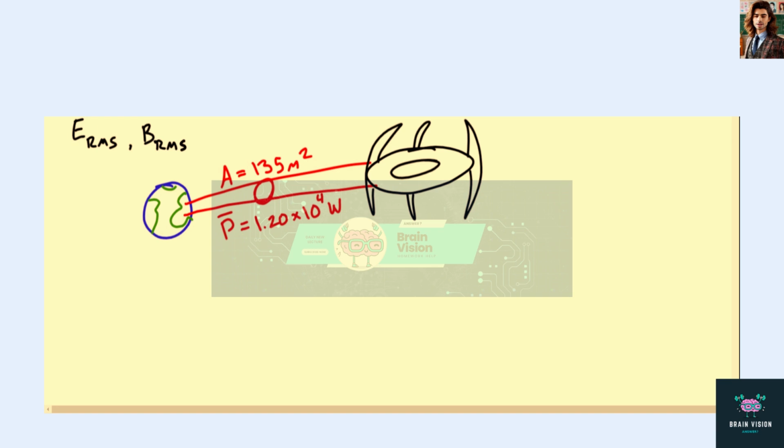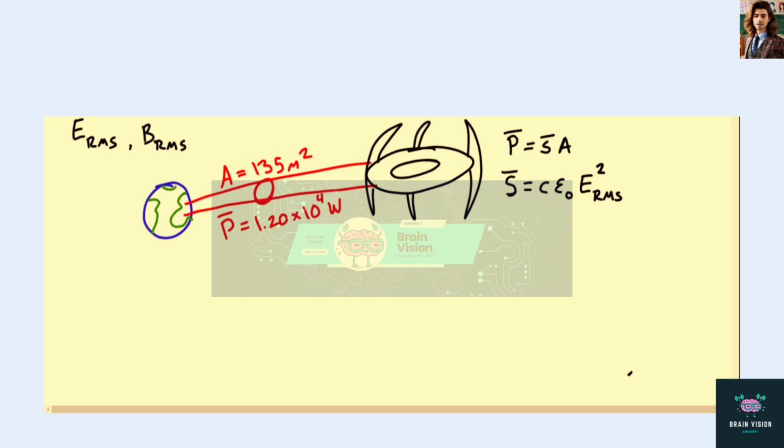So to get started, we're going to be using this equation. The average power is equal to average intensity times the area. Power and area we already know. So it's just a matter of finding out what that average intensity is. Let's start with the electric field, because the intensity has slightly different form depending on whether you're looking for electric or magnetic field. So in terms of the electric field, the average intensity is equal to C epsilon naught times the E RMS value squared.